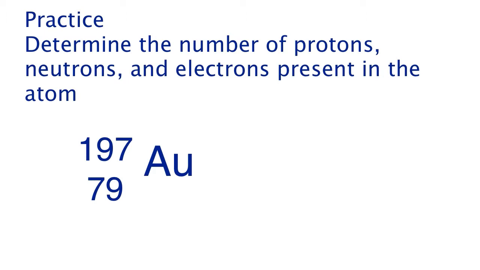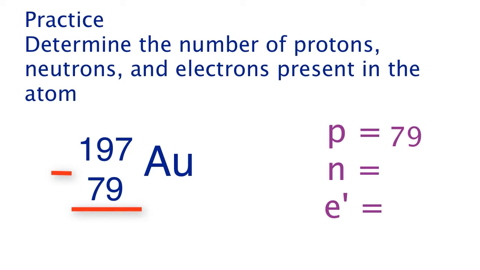In this practice problem, determine the number of protons, neutrons, and electrons present in the following atom. The number of protons equals the atomic number, 79. The number of neutrons equals the mass number minus the atomic number, 118. The number of electrons equals 79, the atomic number, because this is a neutral atom.